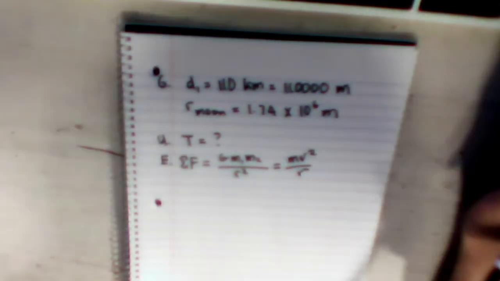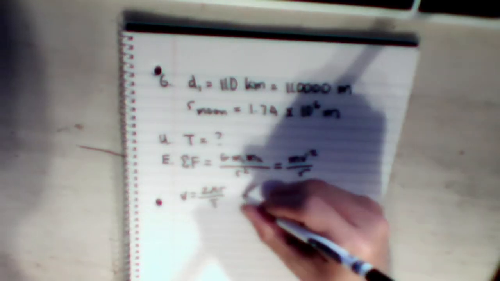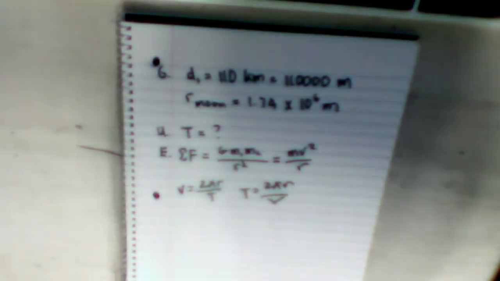And what we're going to want to do from here is then use the equation V is equal to 2 pi r over t, which means t is equal to 2 pi r over v, to find t.